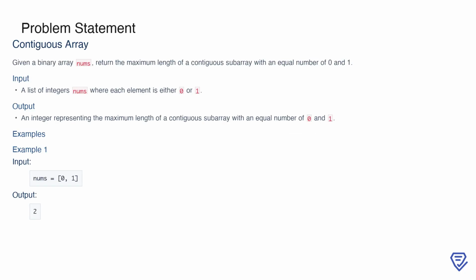Let's dive in and break it down step by step. The problem we are tackling is called Contiguous Array. The goal is to find the maximum length of a contiguous subarray within a given binary array, nums, such that the subarray contains an equal number of zeros and ones.